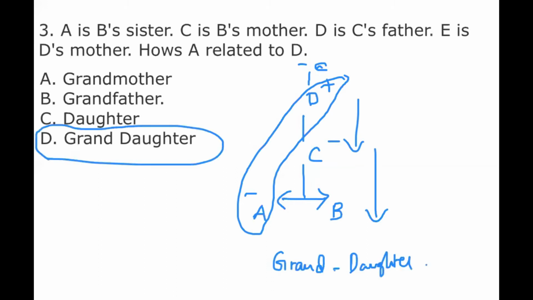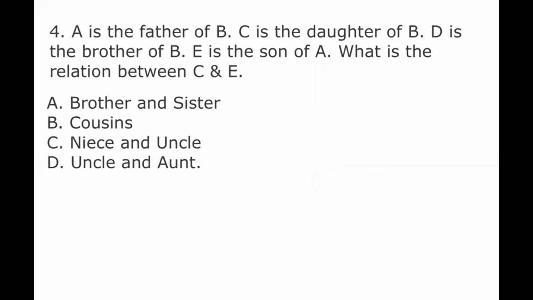Moving on. Question 4. Please read question 4. A is the father of B, right? Construct the diagram simultaneously. A is the father of B. B can be male, B can be female. Now, A is certainly bearing positive sign because he is the father, and C is the daughter of B.